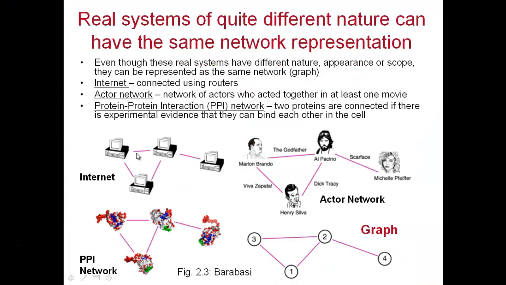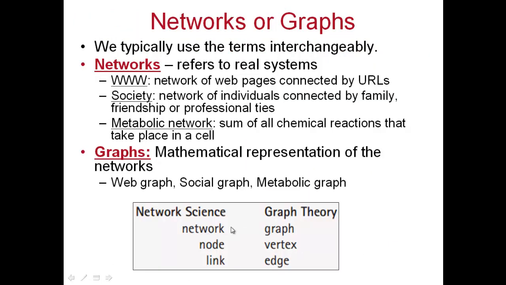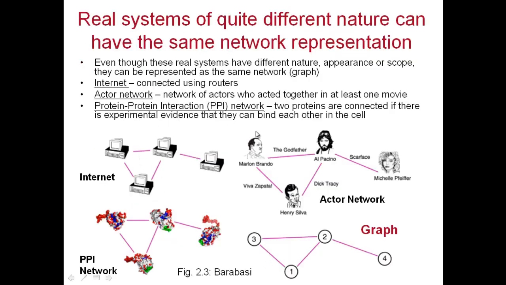So let us say we have a network of 4 computers. I could model that as a graph with each computer as a node, and a link between 2 computers is called an edge. So we use this terminology interchangeably. A network in this course is basically a graph. A node can be called a vertex, a link is an edge. Now any of these 3 real world networks could be modeled as this graph because they have the same structure.